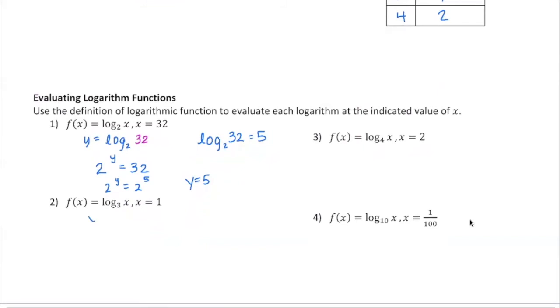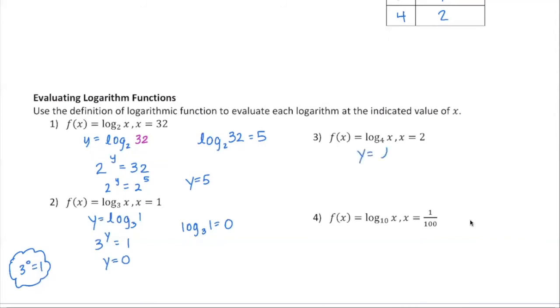So we have y equals log base 3 of 1. So I can rewrite that as 3 to the y power equals 1. We know that any base raised to the 0 power will always yield a 1. So in this case, we would say y equals 0. So we remember 3 to the 0 power is 1. That's the exponential rule that we remember to get log base 3 of 1 equals 0.